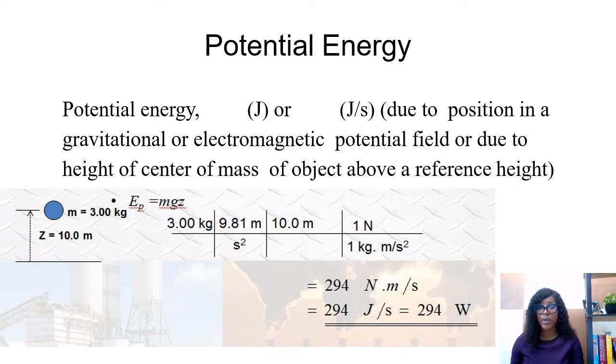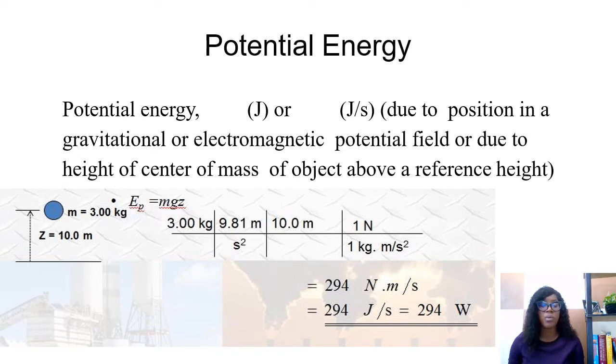So let's define our variables. m represents the mass of the object. It can also have the m dot, which would be the mass flow rate of the object. g is our acceleration due to gravity, which is 9.81 meters per second squared. And z is our height relative to our reference point.